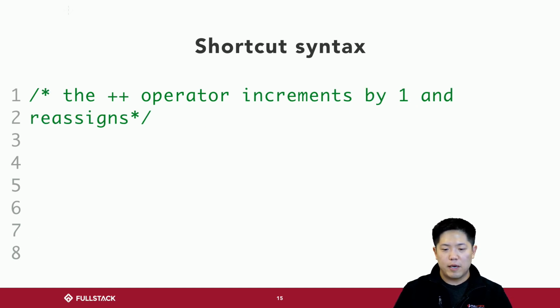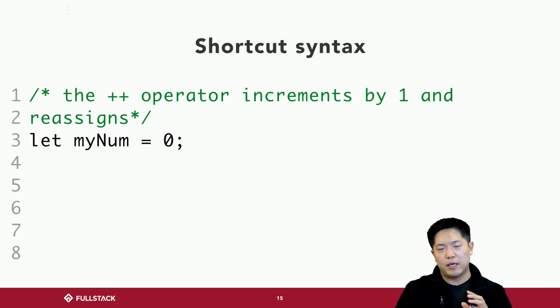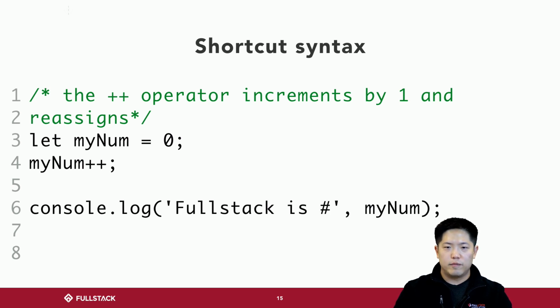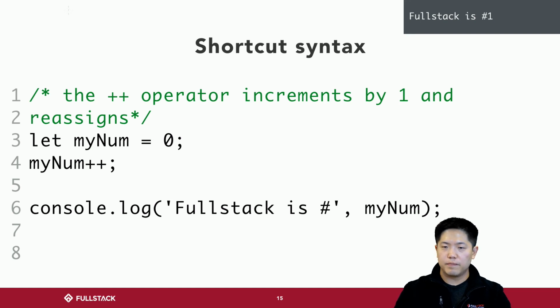The last operator you should know about is the plus plus operator. If you've ever heard of C and C++, it's an operator that just means increment by 1. So it increments the value and reassigns it. So for example, we say let myNum equal to 0. We do myNum plus plus. We console log the string "full stack is number", and then add myNum, which you expect to see "full stack is number 1".